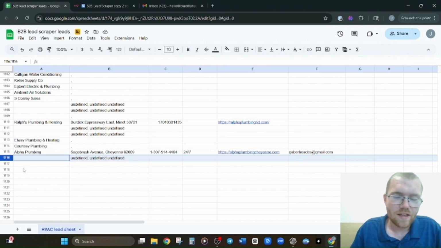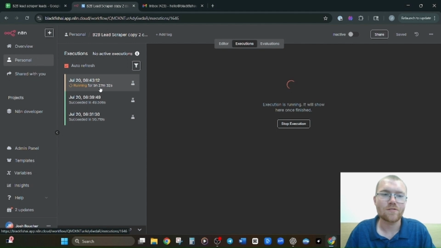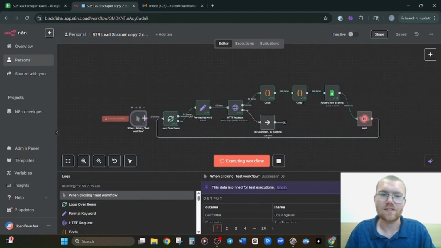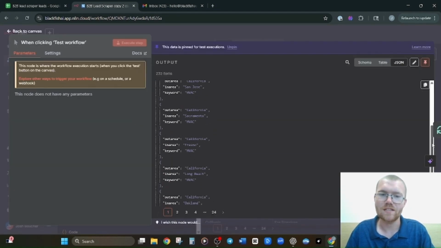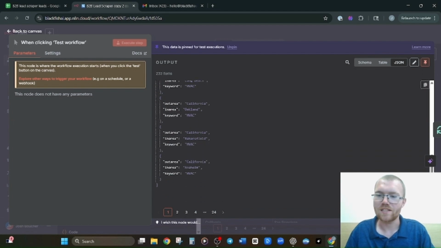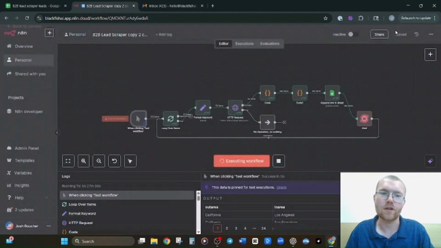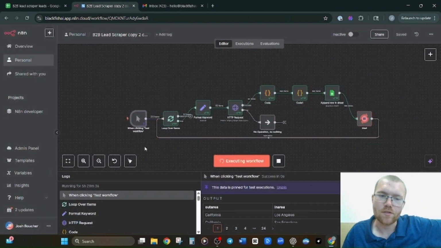Look at this. 1,115 rows filled in one execution. And by the way, it is still running. This execution has been going for 5 hours and 27 minutes, and it's still going. That's essentially because this node has different cities to look in throughout the entire United States. It has about 233 queries that this loop is going through, batching through.